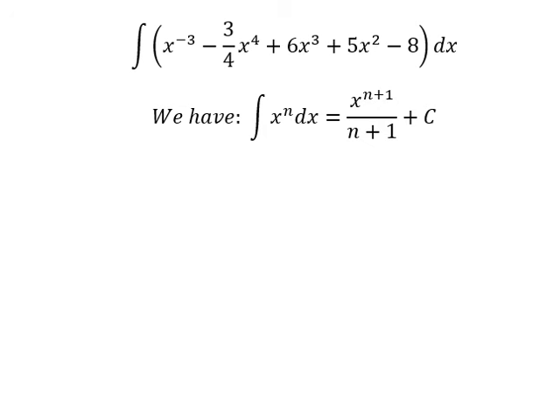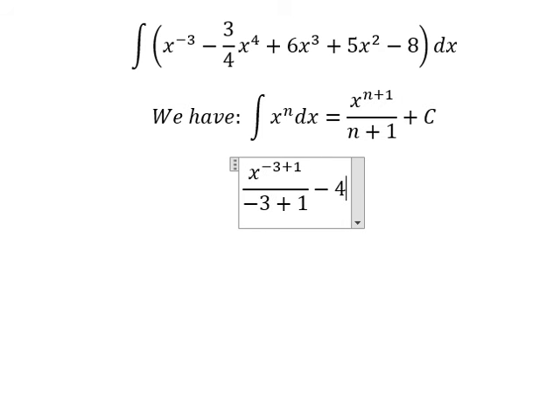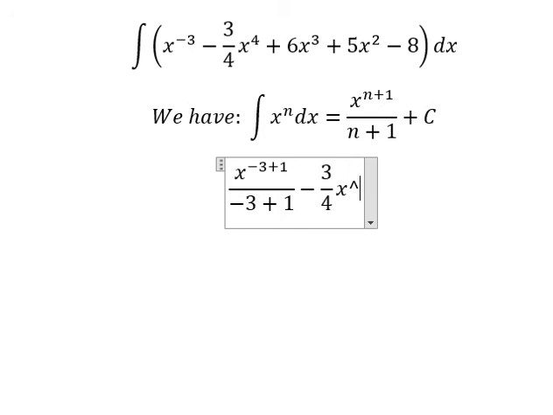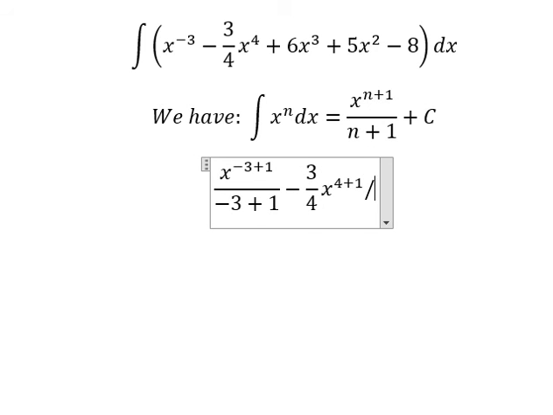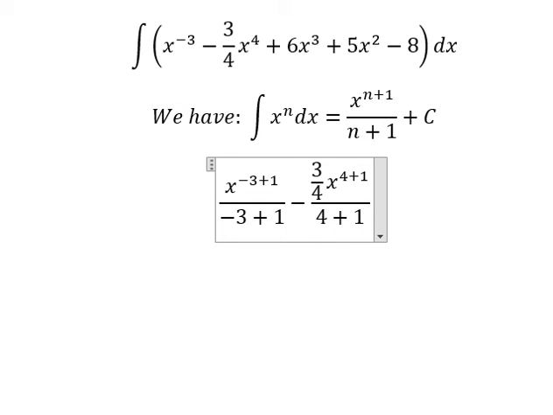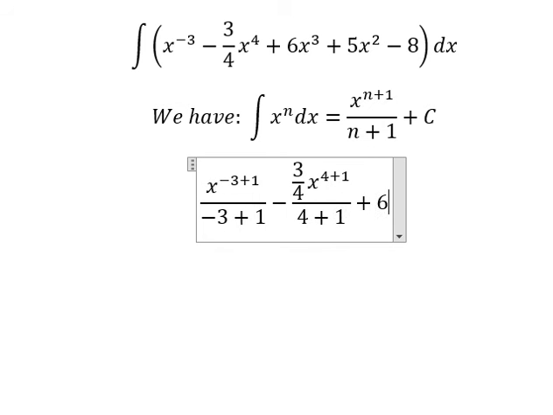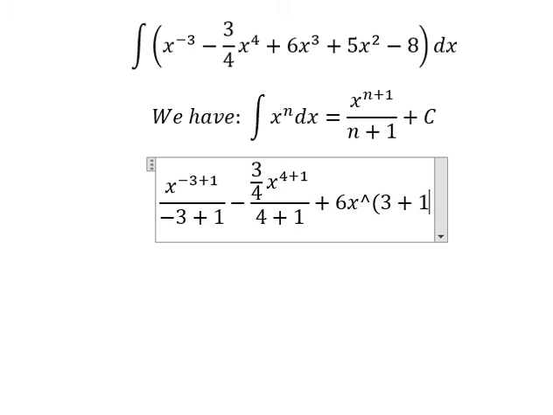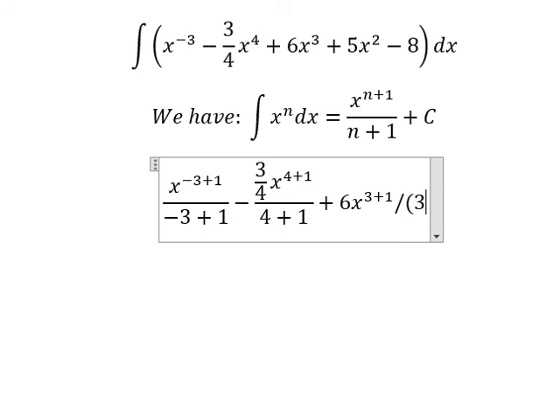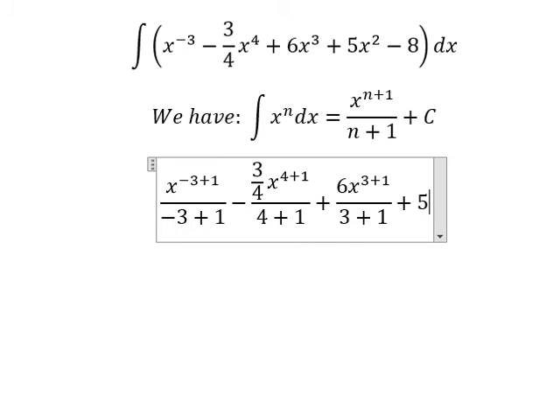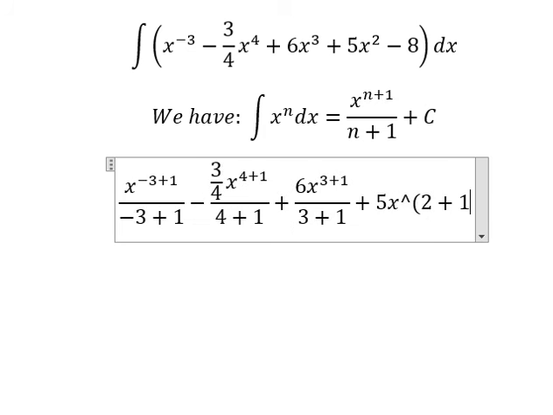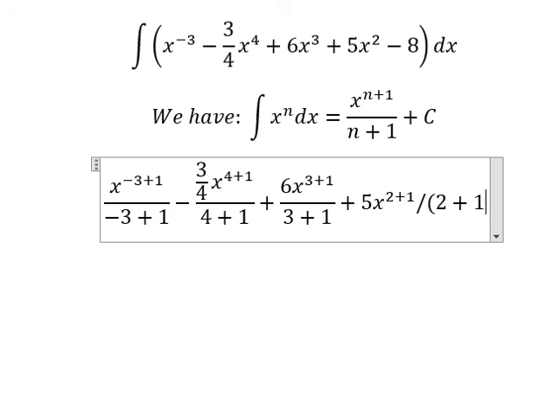So for the first one, we have s to the power of negative 3 plus 1 over negative 3 plus 1. The next one is about s to the power of 4 plus 1 over 4 plus 1. The next one, that's about 3 plus 1 over 3 plus 1. The next one, that's about 2 plus 1 over 2 plus 1.